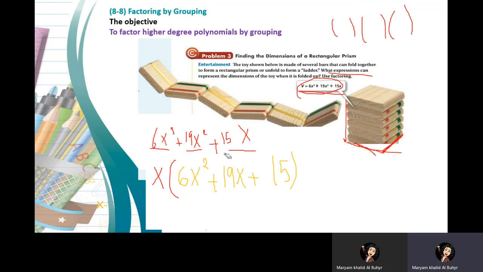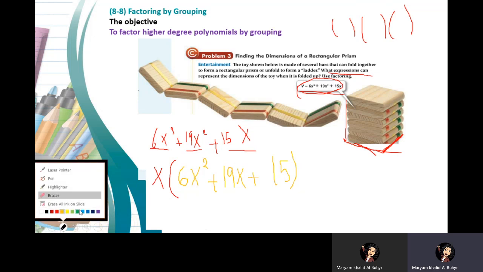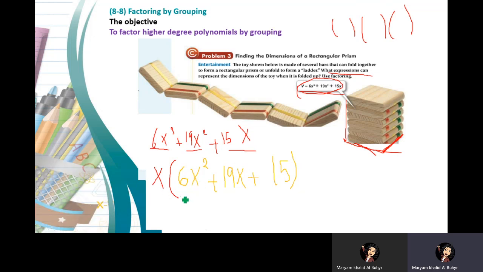Now you will go back to the previous lesson. That's on the form ax to the power 2 plus bx plus c. So go ahead and do it in your corner. What is AC? AC will be 6 times 15. So 6 times 15 will give you 90.